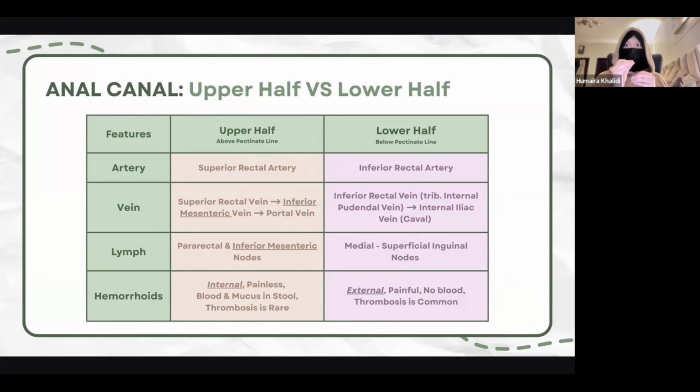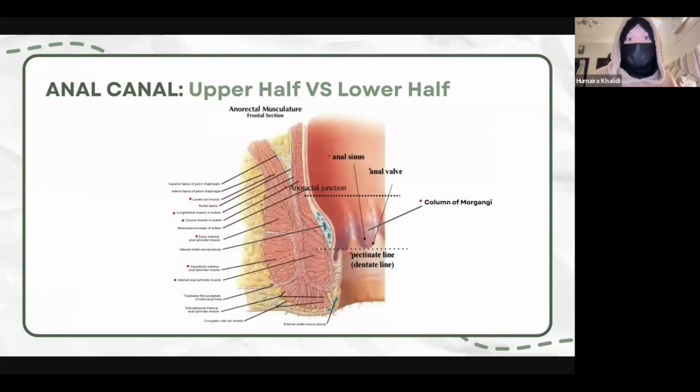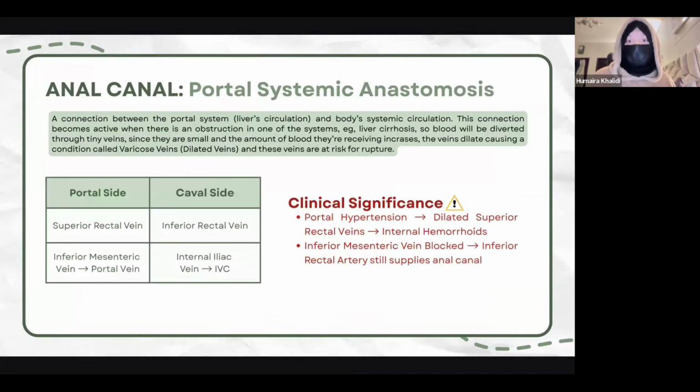So you're having a portosystemic circulation because the rectal vein is a systemic vein, but it's draining into the portal vein. So you have a portosystemic venous connection. This is very important, high yield, a connection between the portal system, liver circulation, and the body's systemic circulation. This connection becomes active when there's obstruction in either one of the systems.